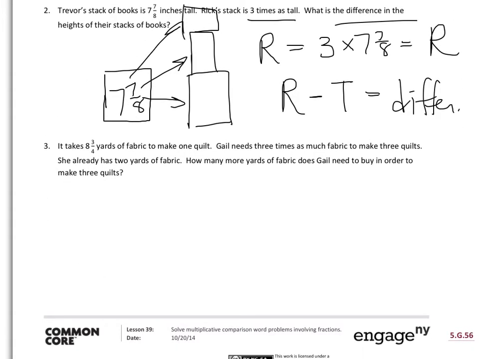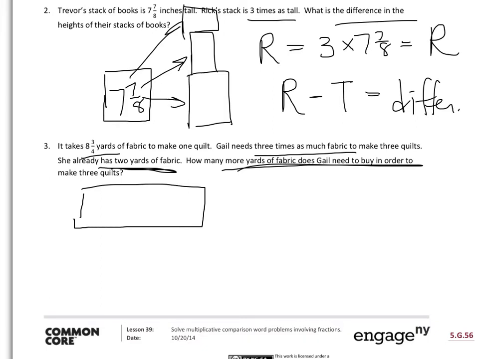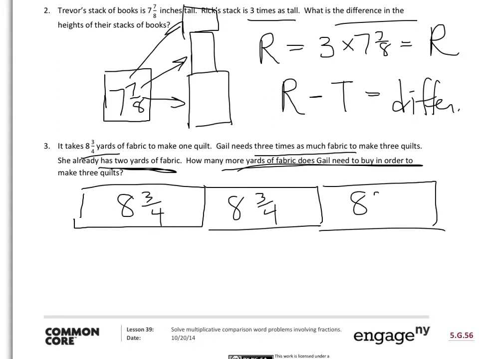For question 3, read, draw, write. It takes 8 3/4 yards of fabric to make 1 quilt. Gail needs 3 times as much fabric to make 3 quilts. She already has 2 yards of fabric. How many more yards does she need to buy in order to make 3? If I think about yards of fabric, when I go to the store, they're long. So she needs 8 3/4. This is for 1 quilt. She needs 8 3/4 for a second quilt, and then 8 3/4 for her last quilt.